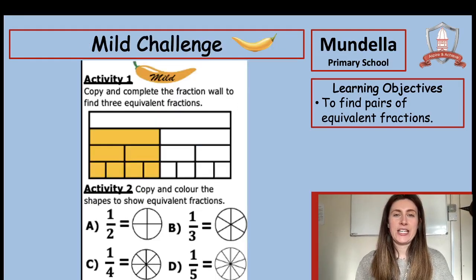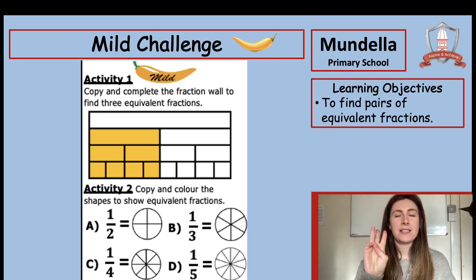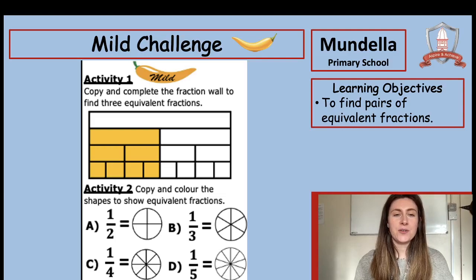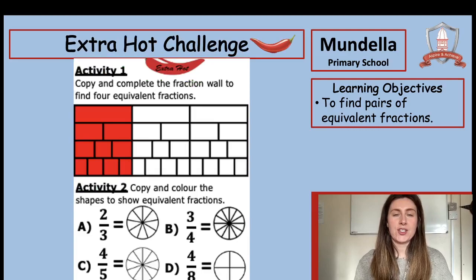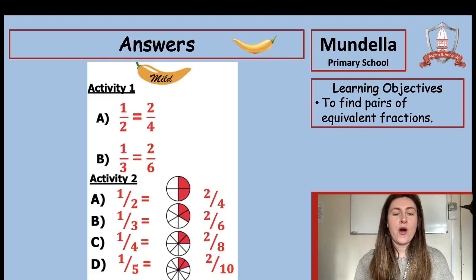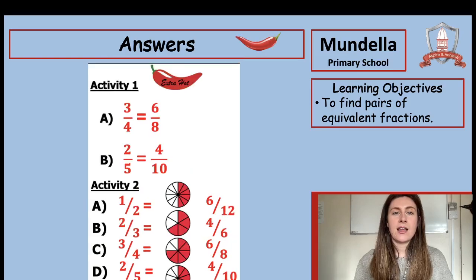Now it's time for your chili challenges. Remember, you've got 3 challenges to choose from: mild, spicy and extra hot. Pause your video on the challenge you'd like to complete, and then press play when you're ready to mark. Here's your mild challenge, spicy challenge, extra hot challenge. Press play when you're ready to continue. Okay, let's see how you got on. Here are your answers for mild, spicy and extra hot.